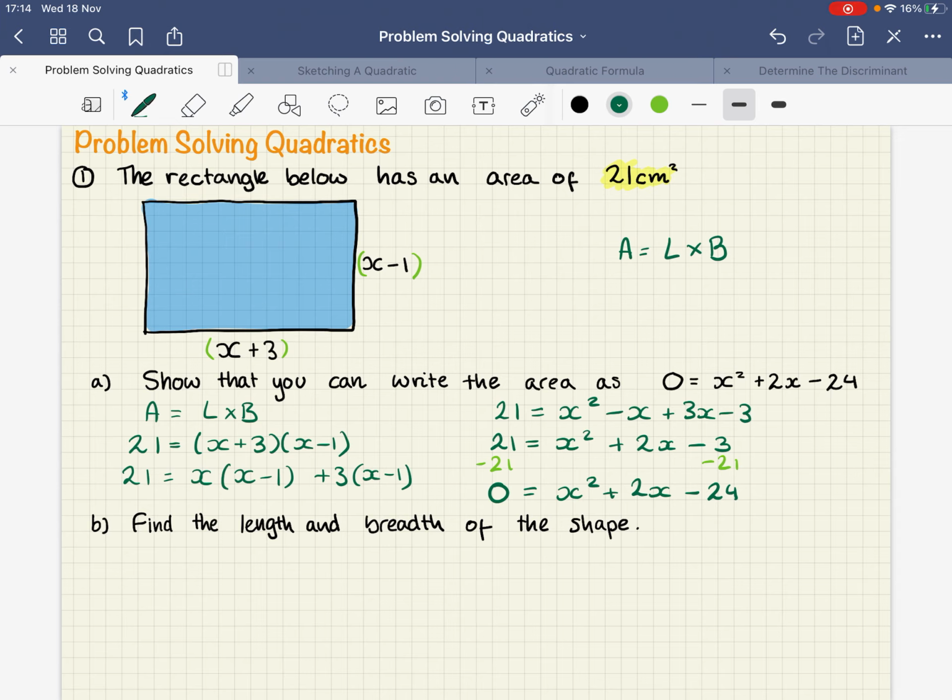And then part B says, find the length and breadth of the shape. Now the thing that's stopping me from finding out what the length and the breadth are is the fact that I don't know what the x is here. I can't figure out what the actual value of those sides are because x is an unknown. So that is telling me to solve to find x and then use my value of x. So I need to factorize my x squared plus 2x minus 24. And I'm just going to quickly write out my expression again.